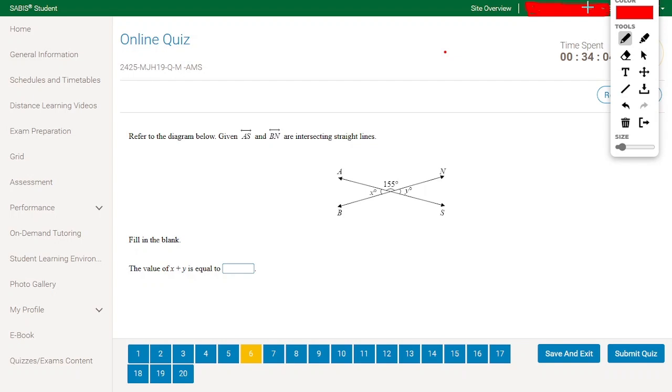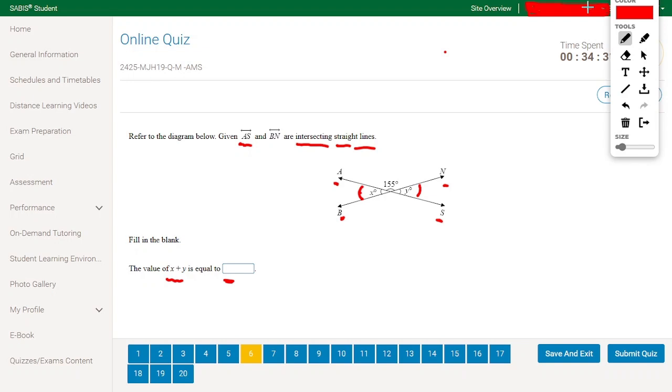Refer to the diagram below. Given line AS and line BN are intersecting straight lines. Fill in the blank: the value of x plus y. We need the value of angle x plus y, which is equal to what?